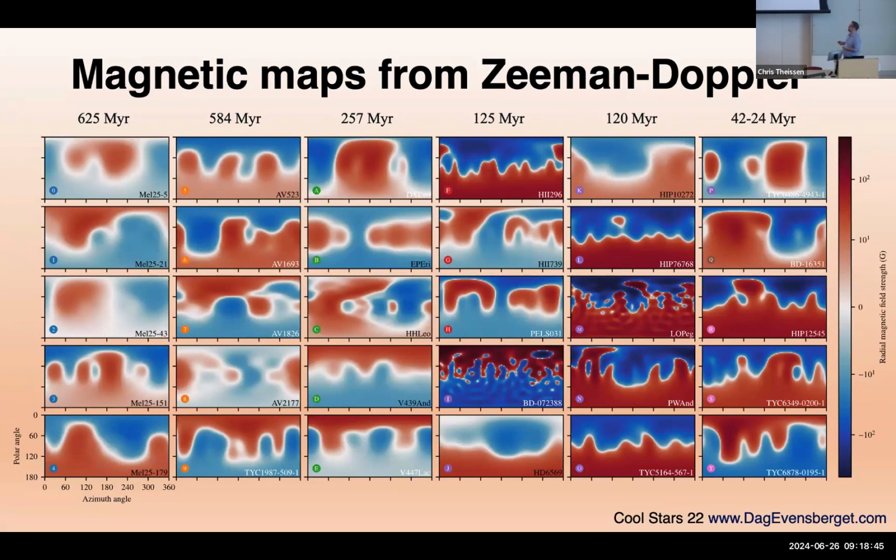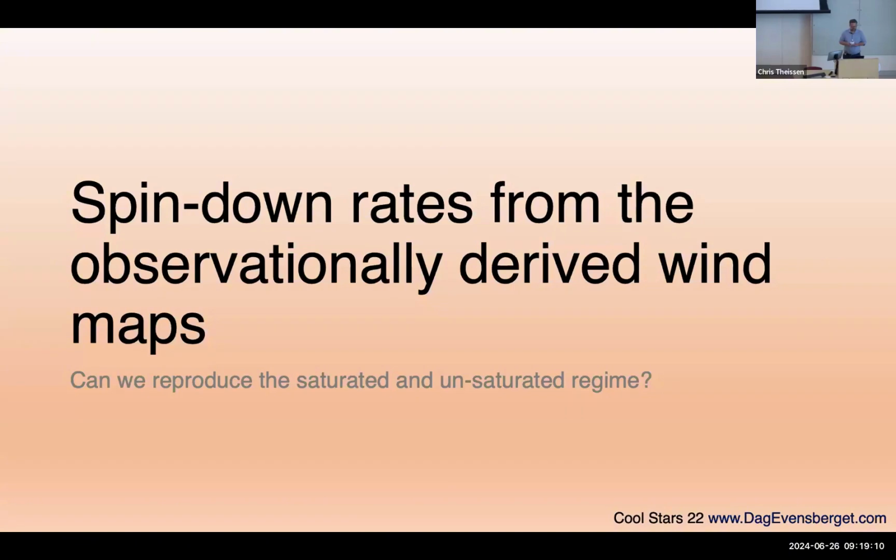So you have the oldest stars in the sample here on the left, and then you get younger stars moving to the right and down. And you can probably see that the older stars have weaker magnetic fields, like less strong colors in this. And there's also a general trend that there's more detail for younger, more rapidly rotating stars. So now, can we reproduce the saturated and the unsaturated regime of spin down with these magnetic maps and a numerical model? Well, let's see.